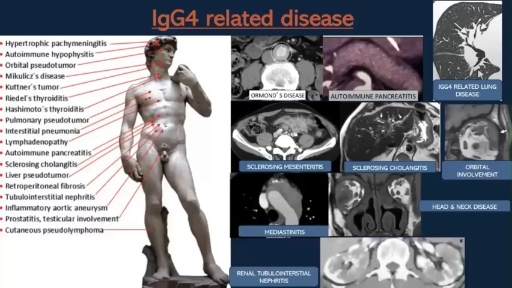Now, IgG4-related disease can present in multiple ways. One such is Ormond's disease, autoimmune pancreatitis, which is the most common method of its presentation, IgG4-related lung disease, sclerosing mesenteritis, sclerosing cholangitis, and the other ways that we've seen here, such as the orbital, mediastinal disease, the head and neck disease, the renal disease.